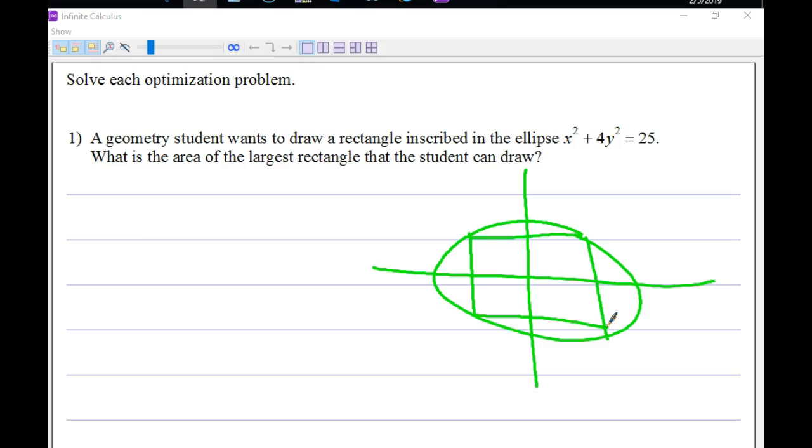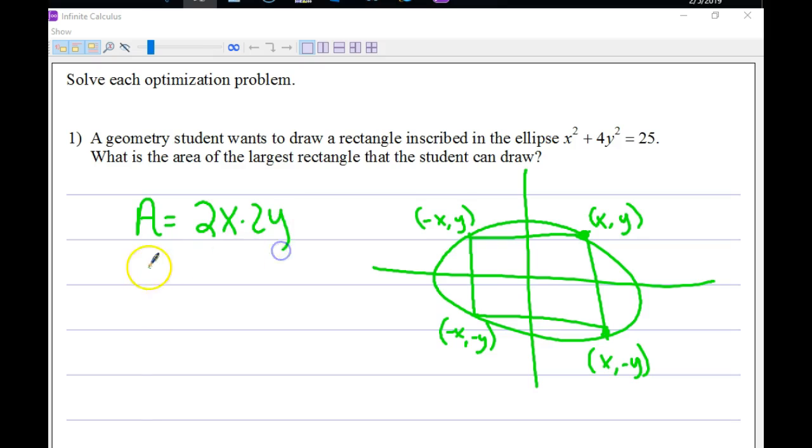So the primary equation is we're looking for the area of a rectangle, right? All right, so every point on here is like over x and up y, right? Over here is left x and up y. This is left x and down y, and so on, right? So basically, you guys can see that the length of this rectangle is 2x and the height is 2y. So the area, which is what we're trying to maximize, is 2x times 2y, which is 4xy.